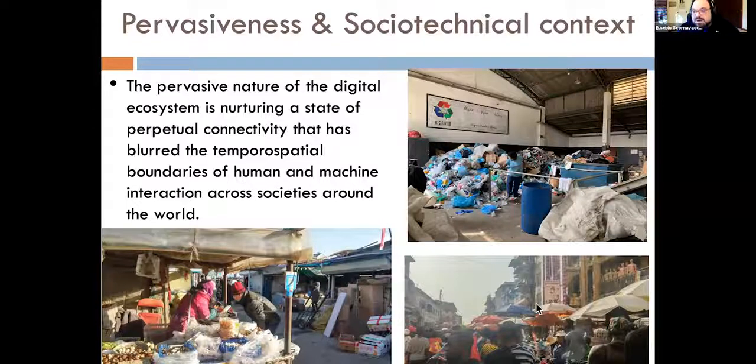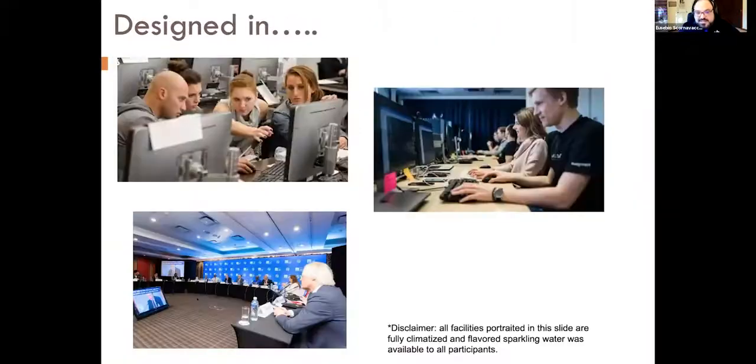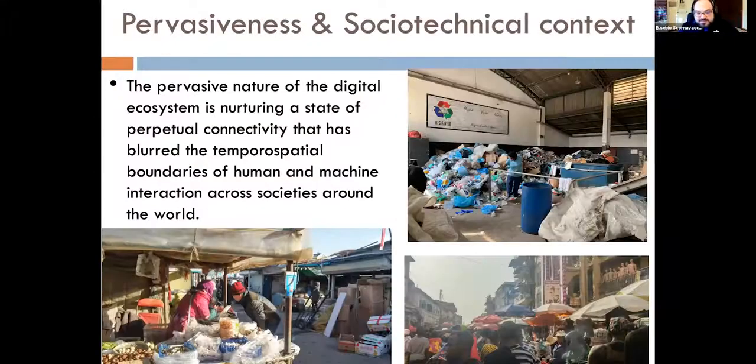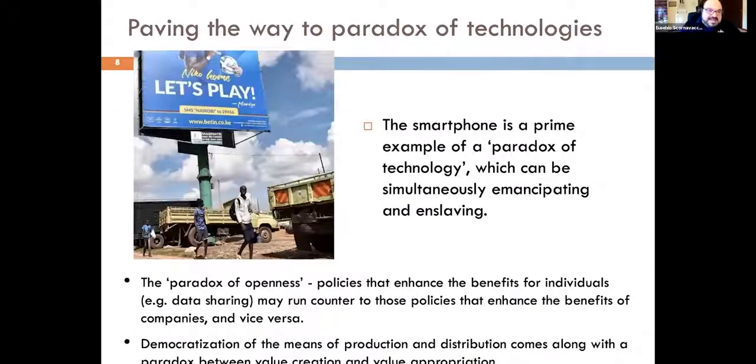This is a picture of Makola Market in Accra, Ghana. And one of the things that you see here, the market is divided into the food section, the clothing section, the hardware section, and the smartphone section. So you can see the pervasiveness of these technologies in a very different setting than where it was designed. What it does is pave the way to what I call paradox technologies that can produce many different outcomes.